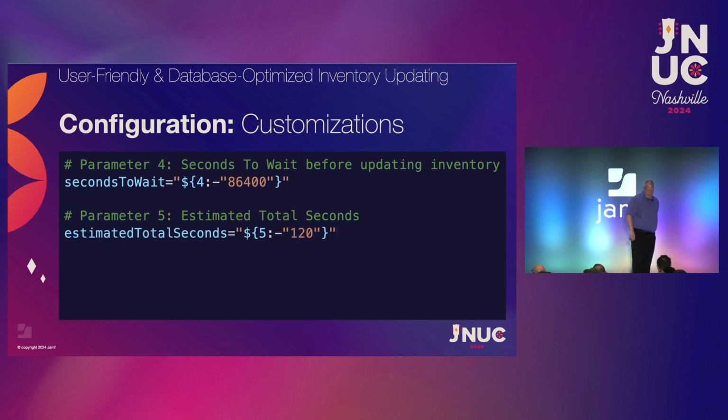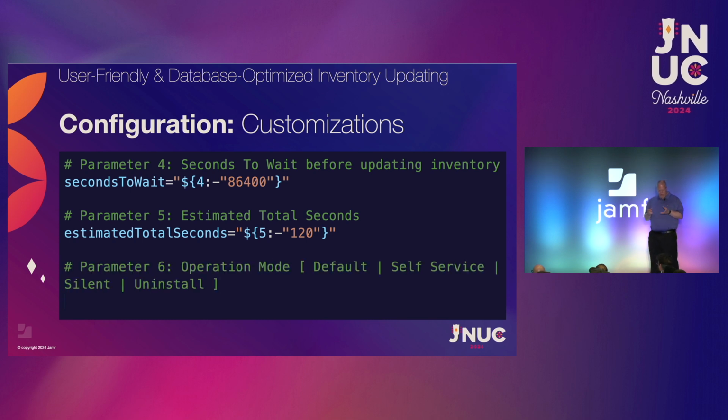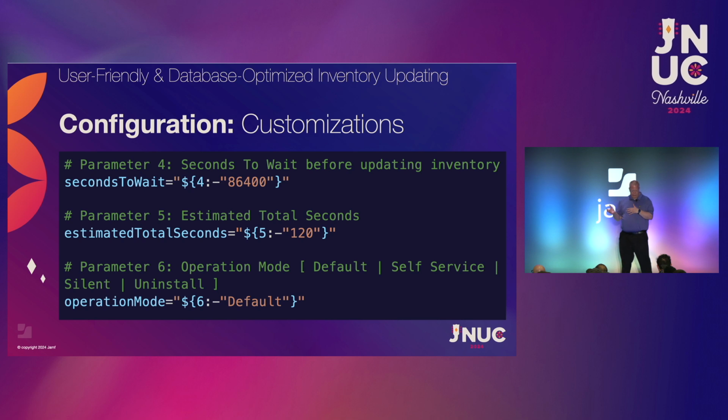Parameter 5, estimated total seconds, is the total number of seconds inventory updates normally take in your environment. This value controls the progress bar. So you'll want to do some testing with a variety of users, because if you set this value too low, your users will observe the progress bar quickly reaching 100, but then there's still inventory processing. Okay? Parameter 6, operation mode, we discussed previously, and you can set this to whatever makes sense in your environment.